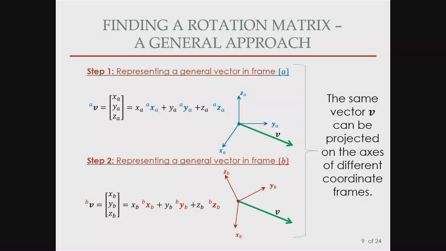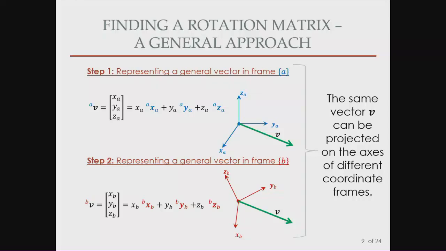Okay, so v is that green general vector, all right? So this is a superposition of x component times 1, 0, 0 plus y component times 0, 1, 0 plus z component times 0, 0, 1. All right? Similarly, I can do the same in frame B, which is oriented differently, right?